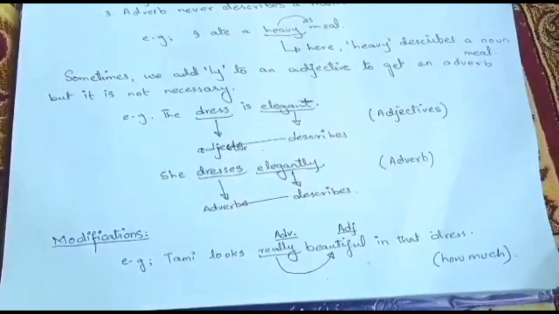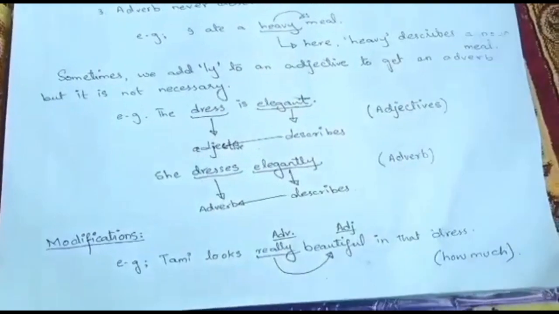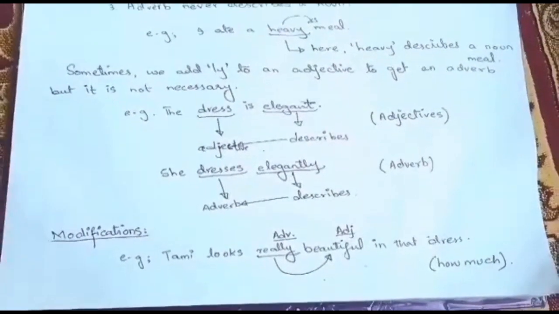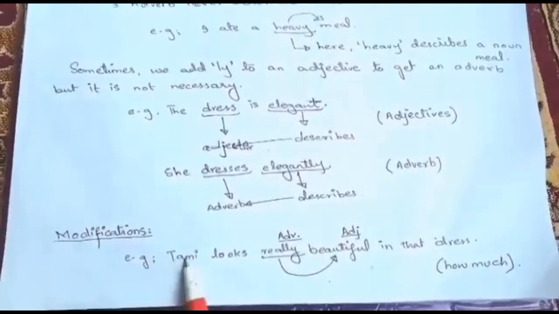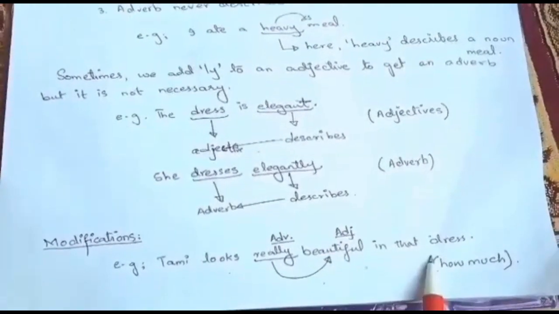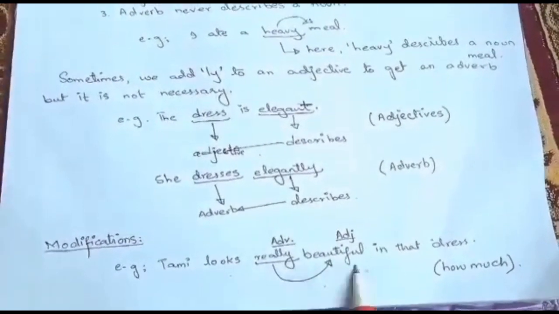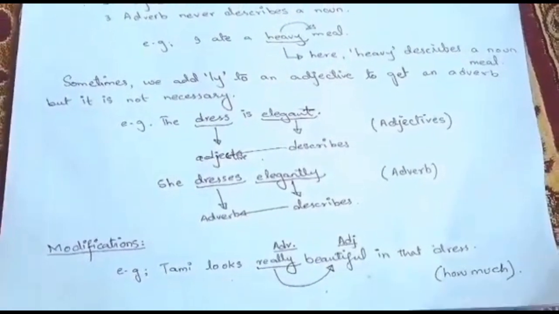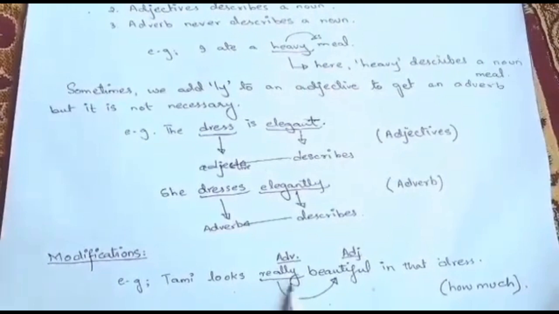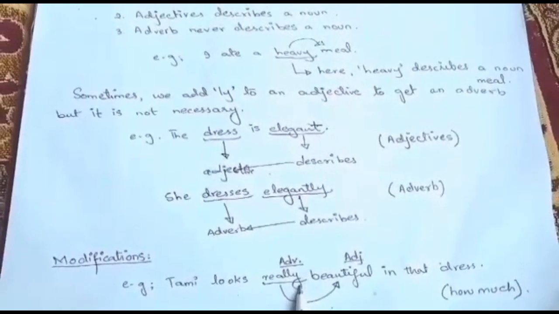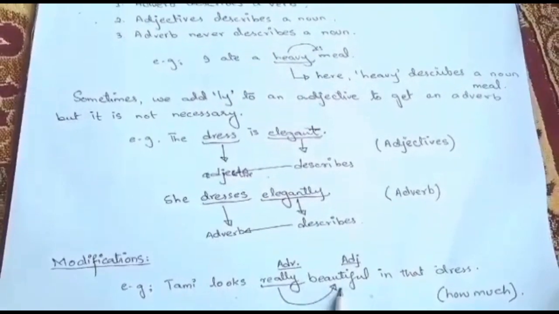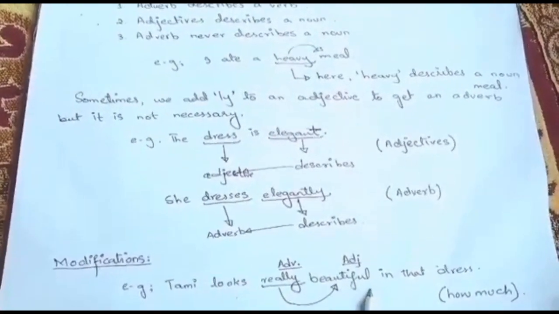So moving towards the modifications of adverb, sometimes adverbs also modify adjectives. For instance, Tammy looks really beautiful in that dress. Over here, really modifies the adjective beautiful. It tells us how much beautiful she is looking.